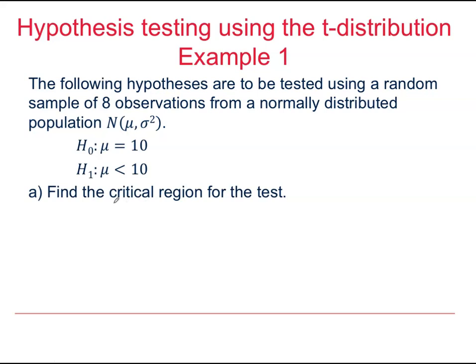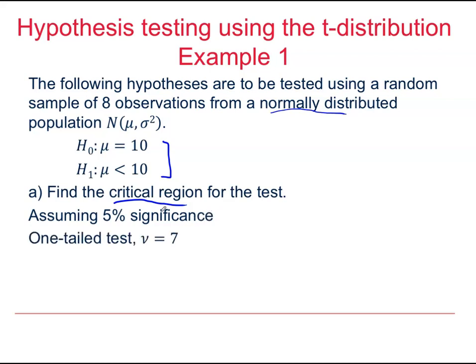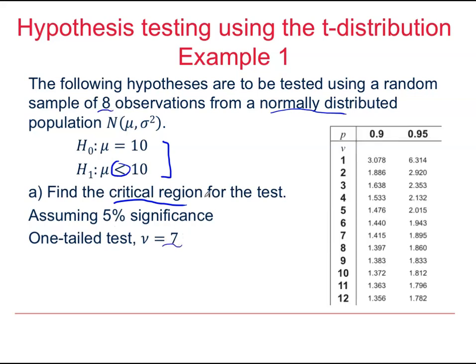Here we are required to find the critical region for the test outlined here. We are given a normal population, but the variance is not given, so we must assume that it is not known. We should start by assuming a 5% level of significance for the test, as this is the default value. We can see that it's going to be a one-tailed test because we have the less than case. The sample size is 8, so the number of degrees of freedom is 7.